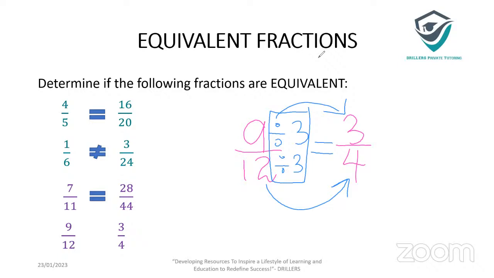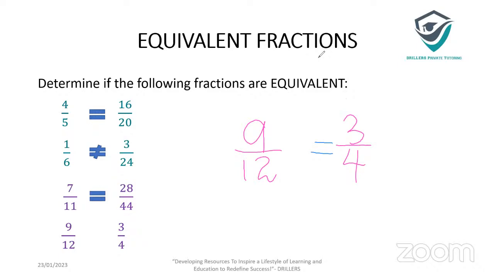And I mean, I could have done it in reverse. I could have done the denominator first. To get from 12 to 4, I know that I have to divide by 3. So 12 divided by 3 will give me 4. And if I divide 9 by 3, I'll get 3.